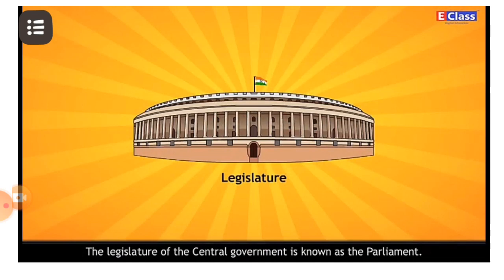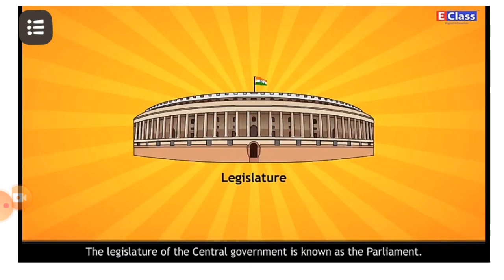The legislature of the central government is known as the parliament. My dear students, you will ask the question, what is parliament? So the answer is here. Remember it. The legislature of the central government is known as the parliament. The Indian parliament is composed of the President, Lok Sabha and Rajya Sabha.